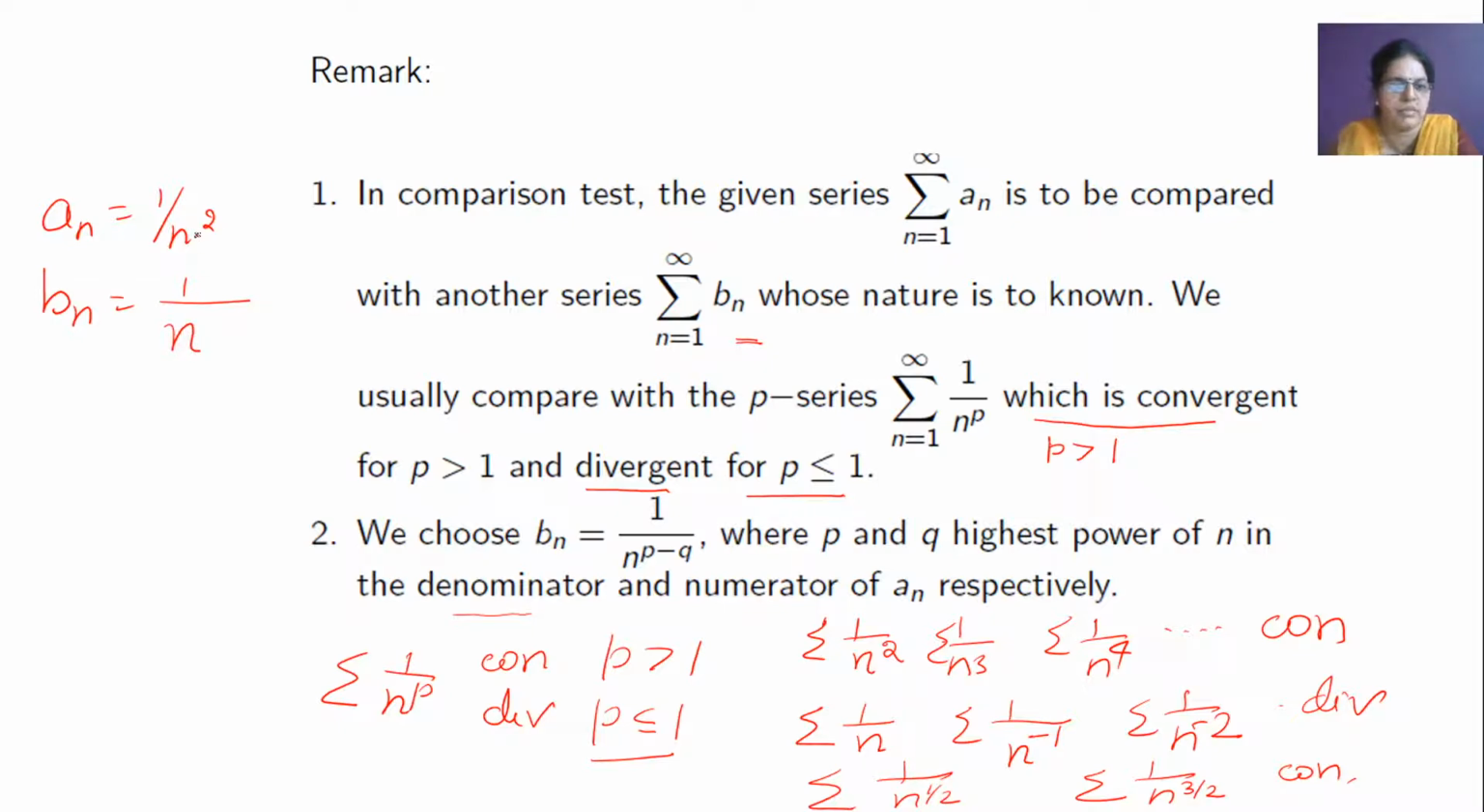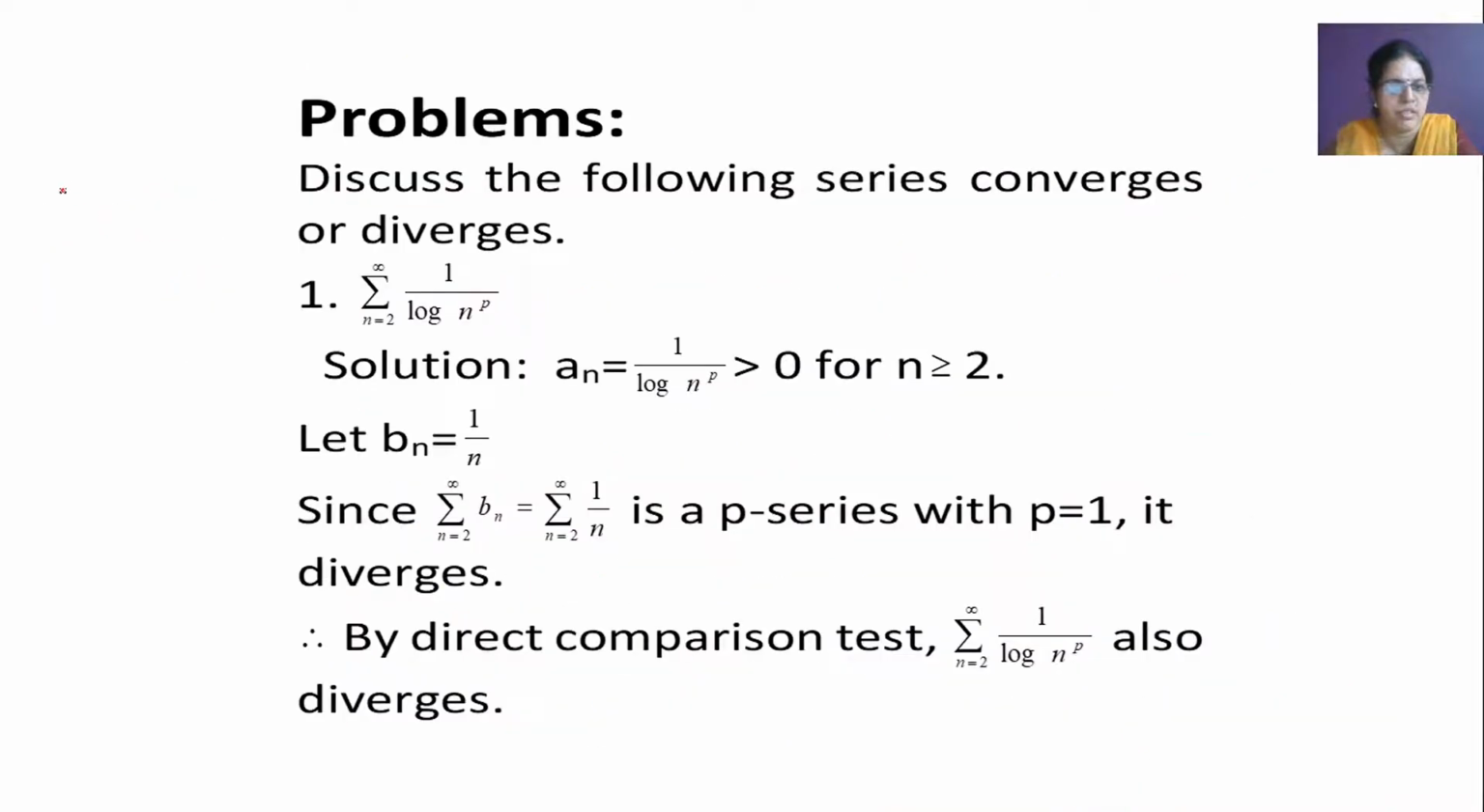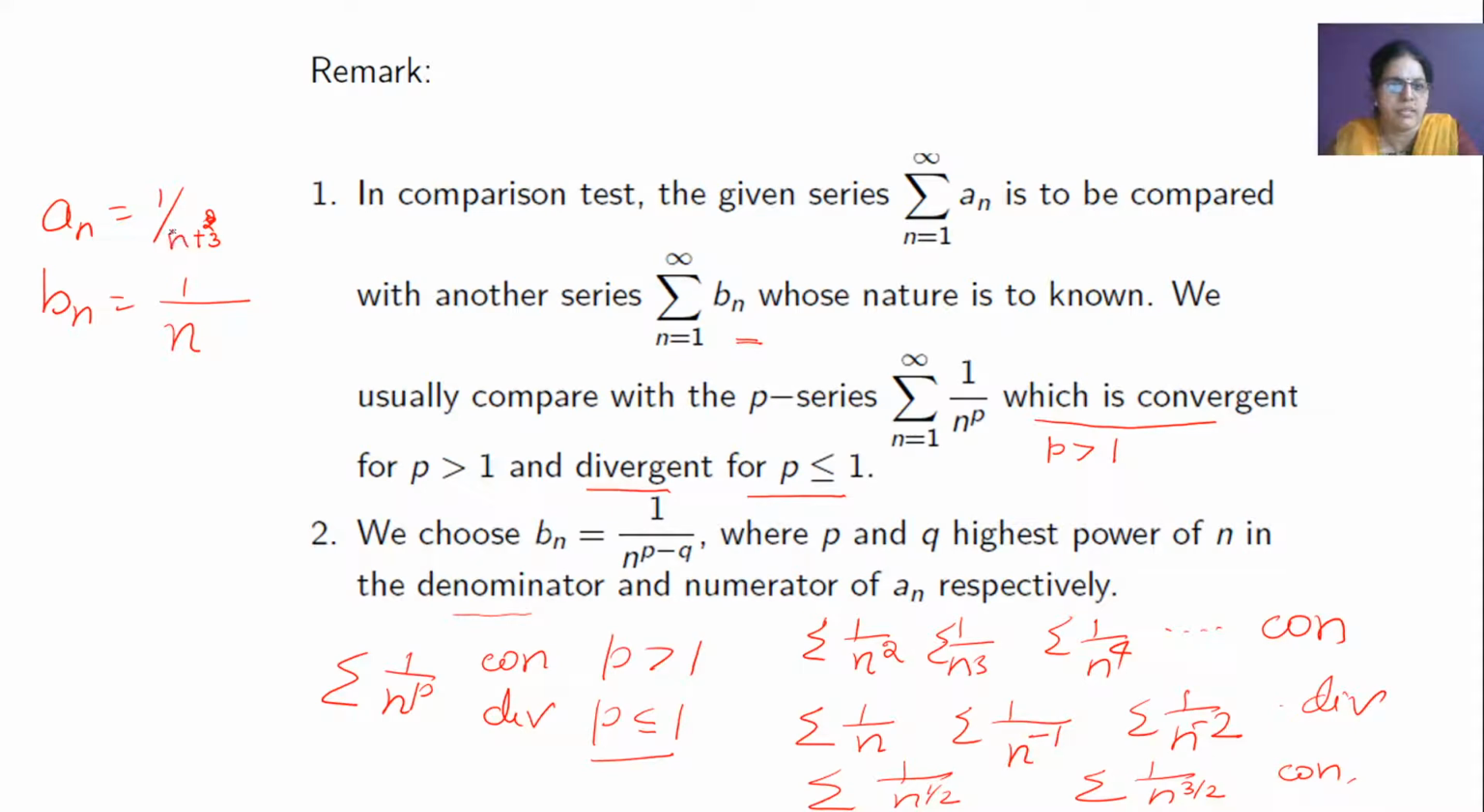This is 1 by, say, n plus 3 whole square. Suppose it is an, take bn as 1 by n square. Then the highest power of an is 2, and bn we have to choose with power 2 also, so that we can easily find the limit of an by bn, and I will explain it while considering the problems.